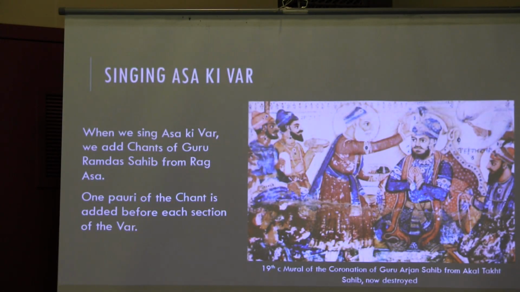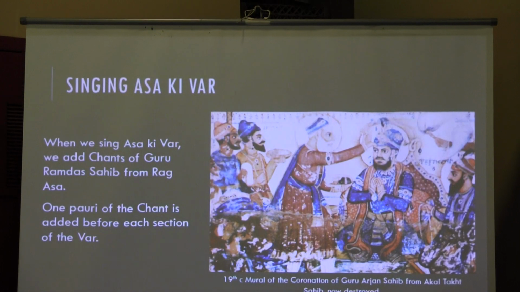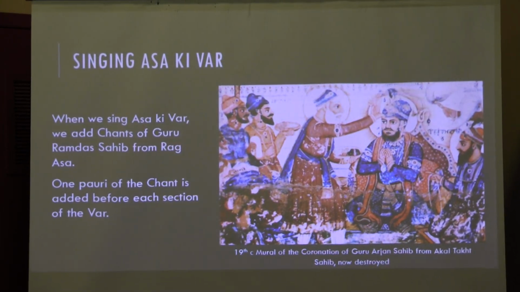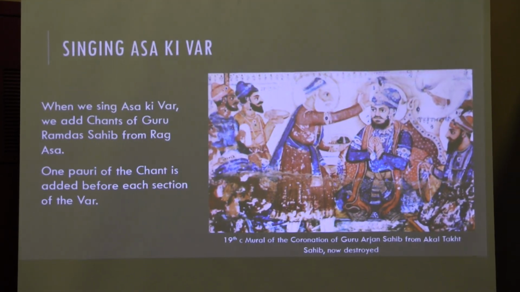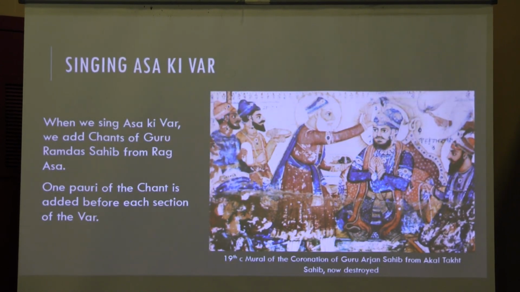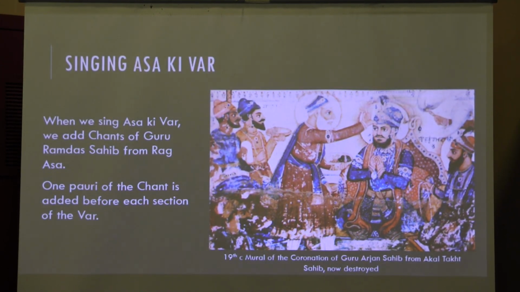So, a chant is, and you can ask questions, I know it's a lot of information. A chant is a sonnet. So how many lines is in a sonnet? So a chant is 16 lines. It's made up of 4 pauris, which have 4 lines in each pauri. Okay? So it's 16 lines of chant, and Guru Ramdas Sahib Ji revealed many chants in Guru Granth Sahib Ji. He's famous for his chants.